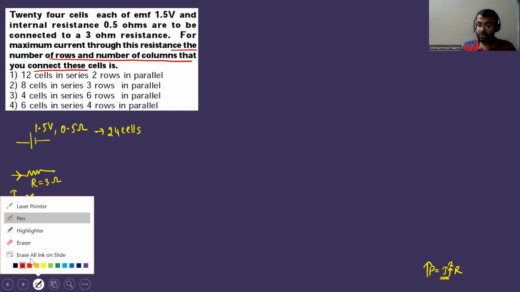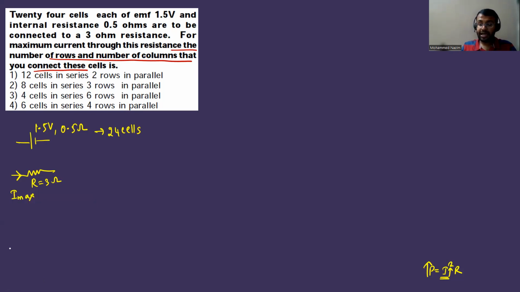So here what we can assume, let there be m cells in each row, and let there be n rows. So I can assume, let m cells in each row, and let us say n be the number of rows. You understood? n be the total number of rows.